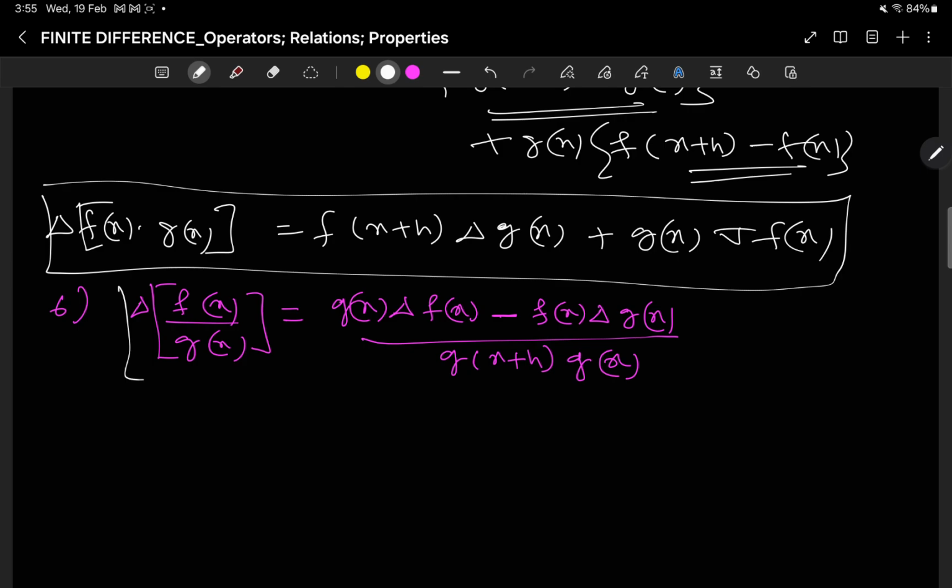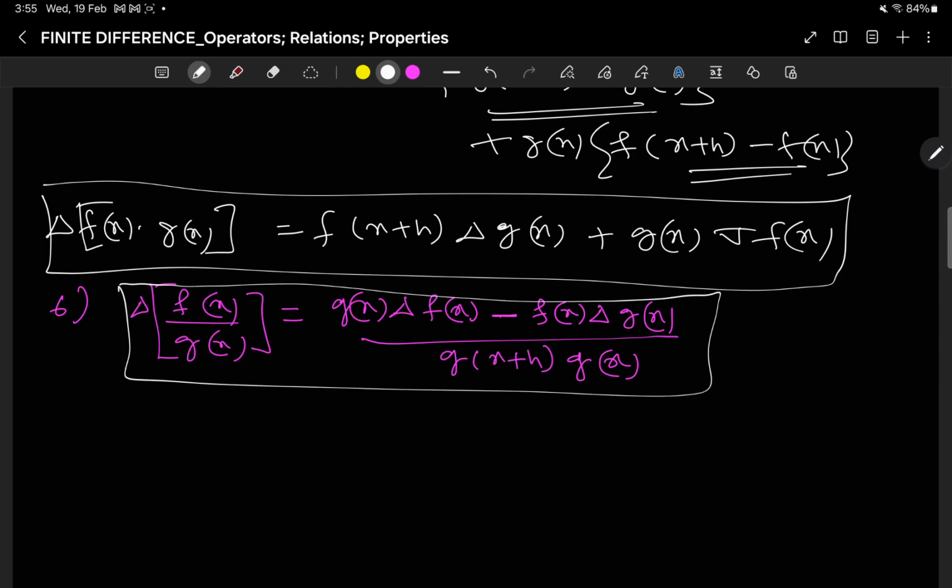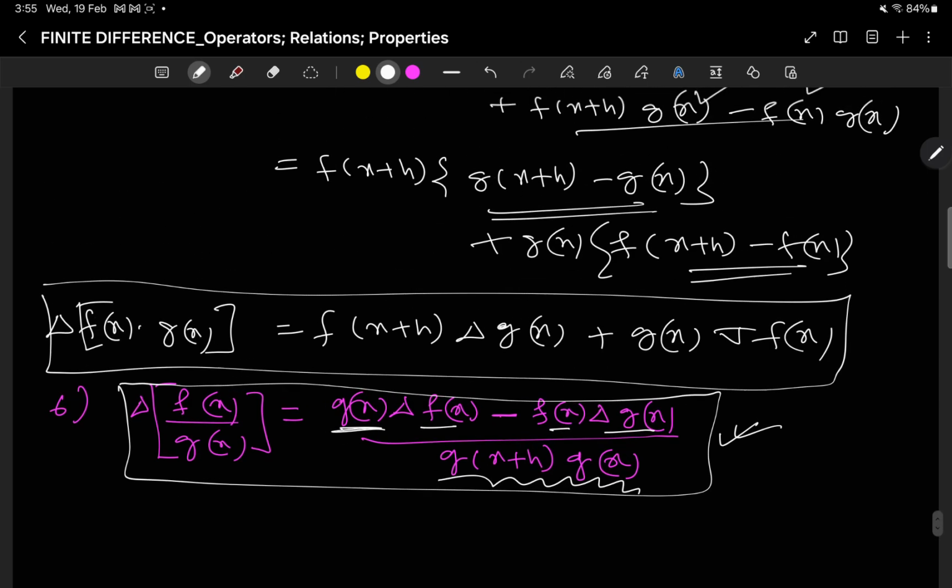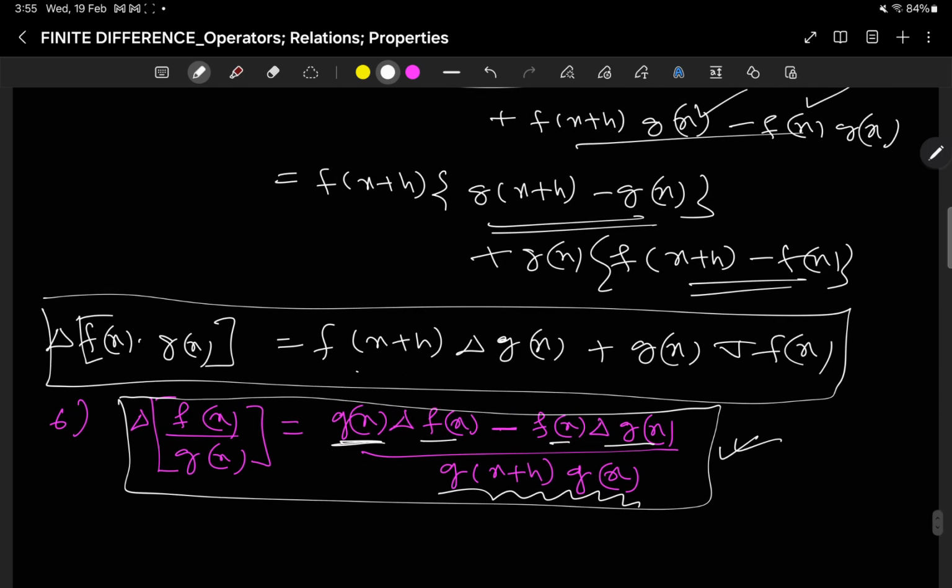Now coming to the division property, it is like this. It is not exactly the same as the derivative rule, second times derivative of first minus first times derivative of second, but the denominator is something different here, and similarly here it is something different.